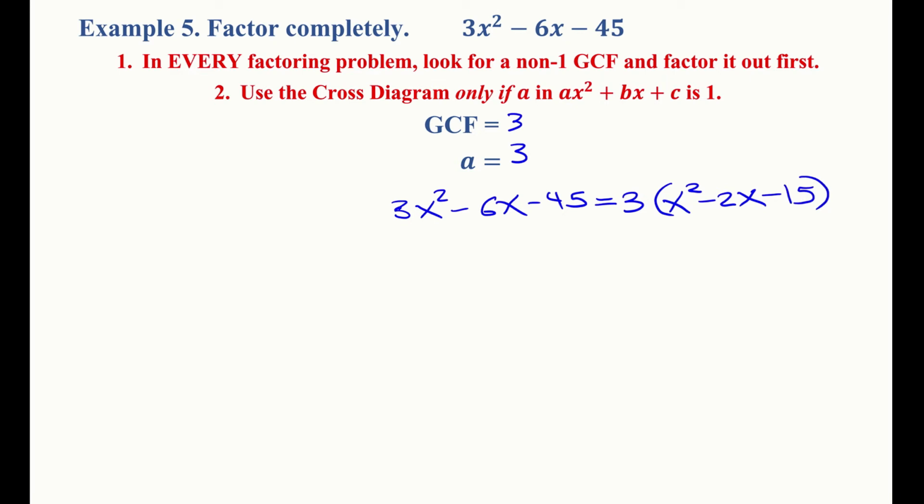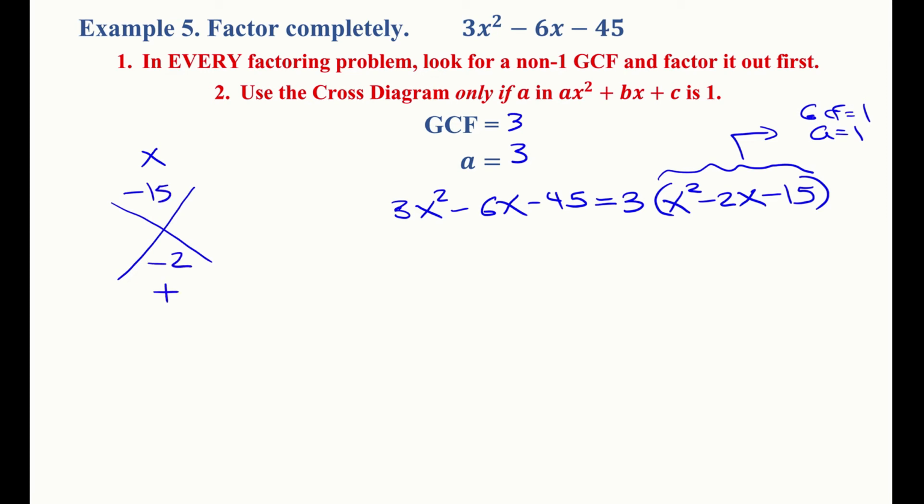Now, if you bring your attention to this part within the parentheses, you'll see that in that part, the GCF is indeed 1 and A is 1. So that means for this new trinomial within the parentheses, we can use the cross diagram. We're looking for two numbers whose product is negative 15 and whose sum is negative 2.